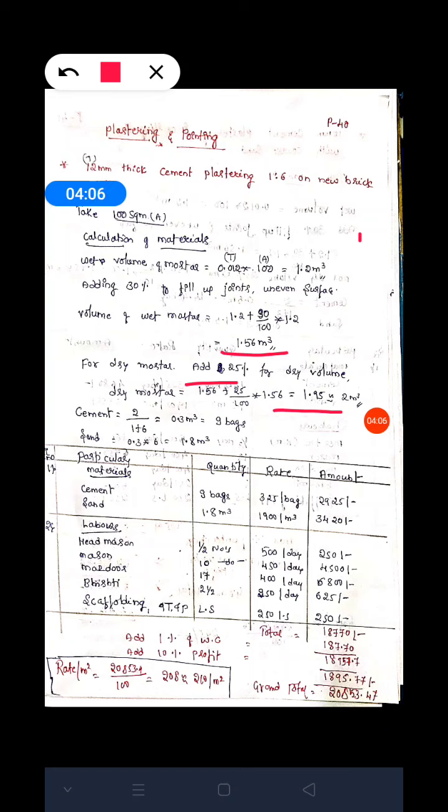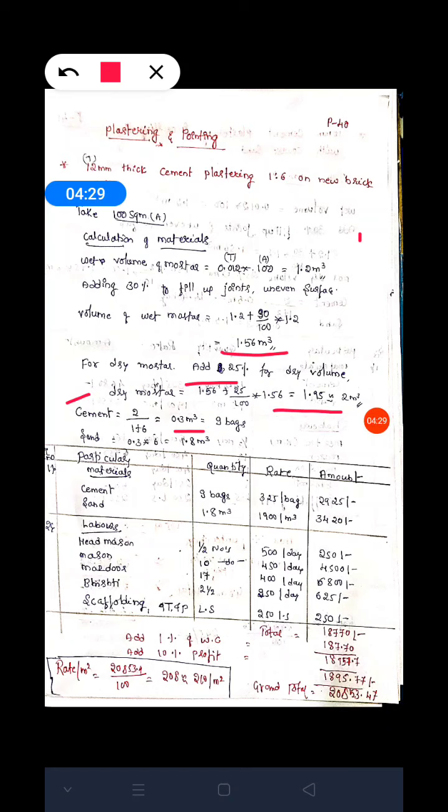Then by using this dry mortar volume, we can calculate the materials. First, cement equals the dry volume divided by the sum of the proportion of plastering. The proportion is 1:6 here, so 1 plus 6 is 7, and 2 divided by 7 gives the volume 0.3. Then this 0.3 is divided by the volume of 1 bag of cement.